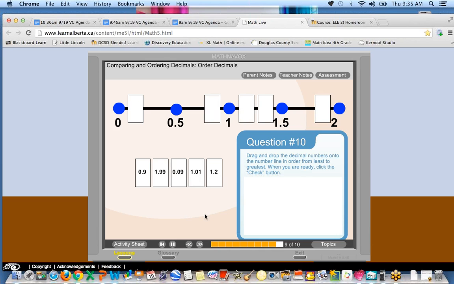All right. So this is a little harder. Drag and drop the decimal numbers onto the number line in order from least to greatest. Okay, when you're ready, I'm going to start with the hardest one here. This is 9 hundredths.